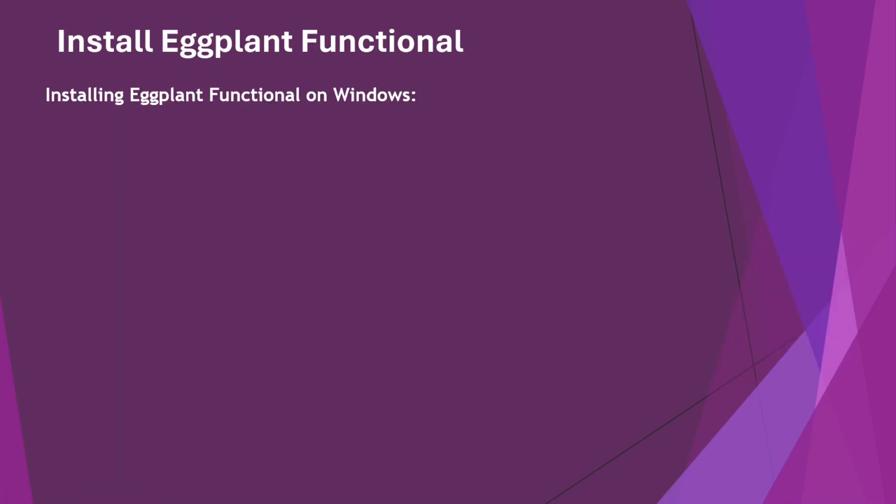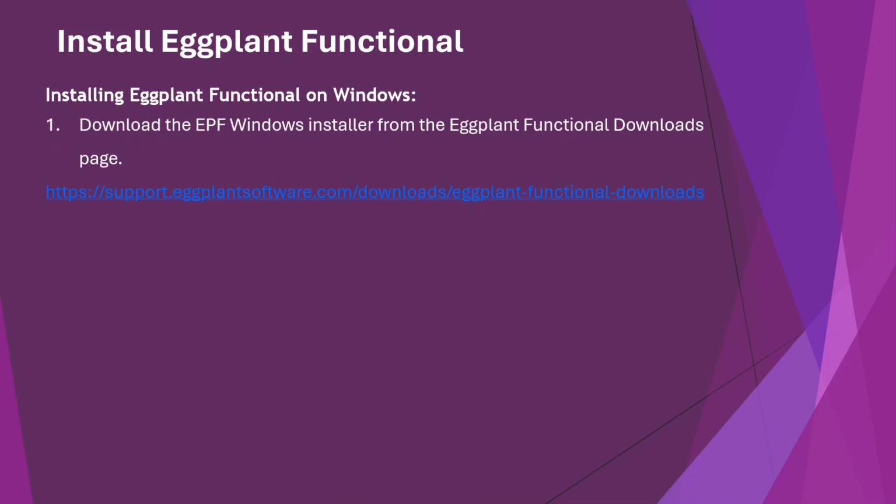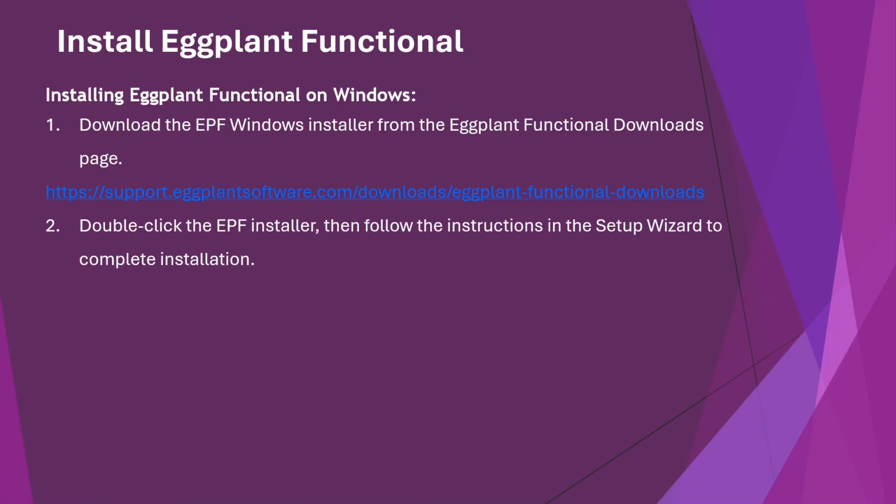Now let us see the steps to install Eggplant Functional on a Windows machine. First, you need to download the Eggplant Functional Windows installer from the Eggplant Functional downloads page. So this is the URL from where you will be downloading. Once you download the installer, you need to double click on it and follow the instructions in the setup wizard to complete the installation.